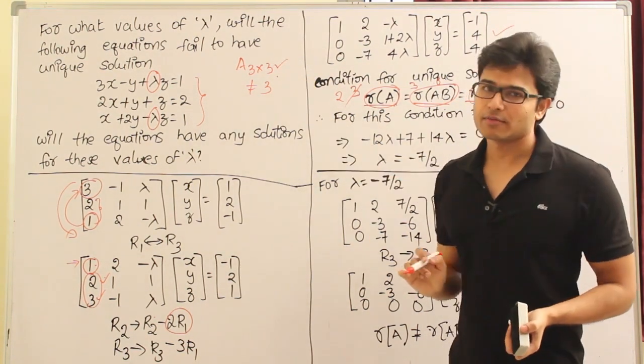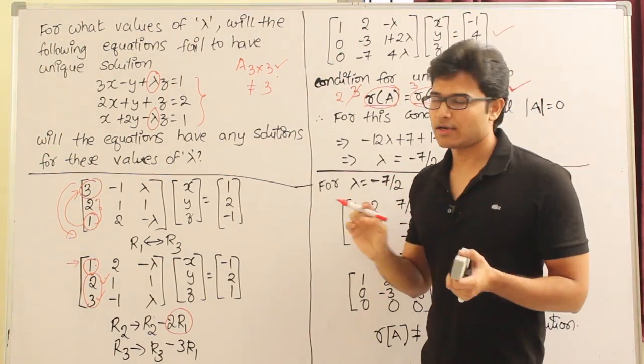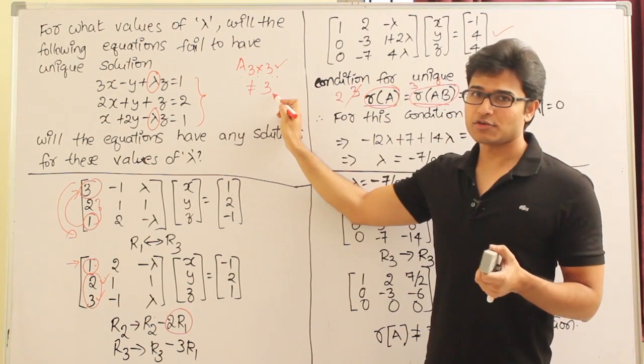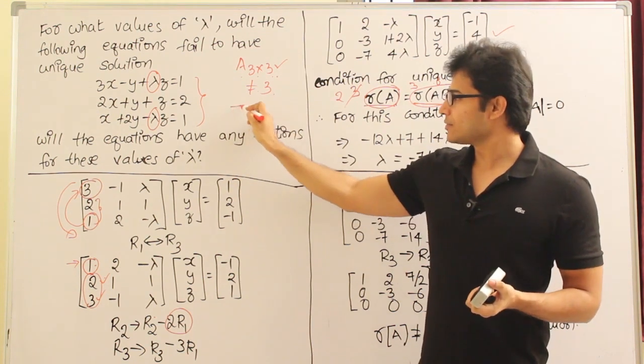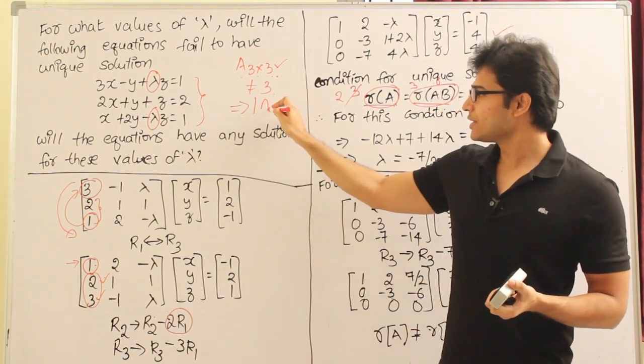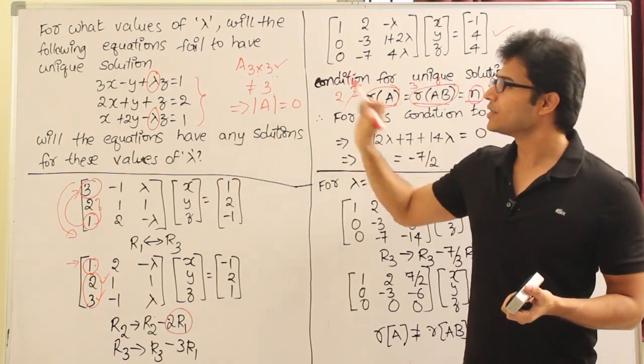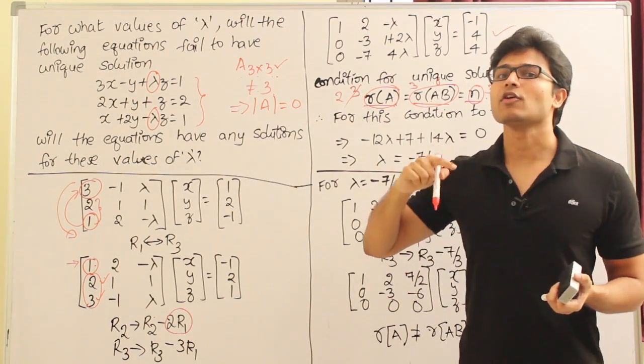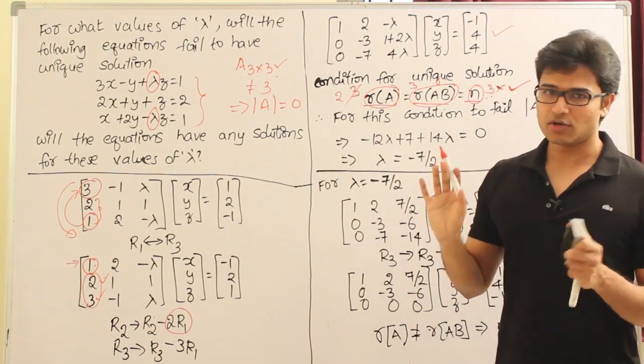Therefore what can you derive from this? Simple topic, understand it. A is a 3 by 3 matrix, its rank should not be equal to 3. Then from this condition it is definitely true that determinant of A should be equal to 0. When determinant of A equals 0, it means that rank cannot be 3, rank will be less than 3. That is what I wanted.